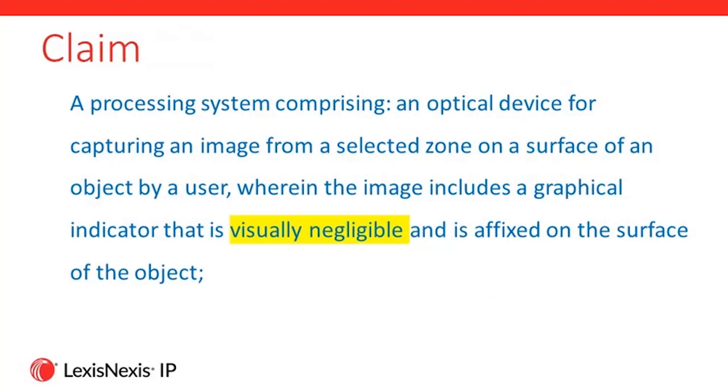There we go. So there's the claim language. You've got a processing system comprising an optical device for capturing an image from a selected zone on the surface of an object by a user, wherein the object includes a graphical indicator that is visually negligible and is affixed on the surface of the object. So the examiner says visually negligible looks exactly like aesthetically pleasing. But look at the specification.